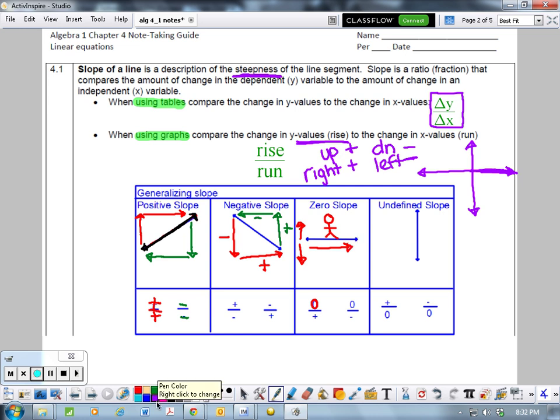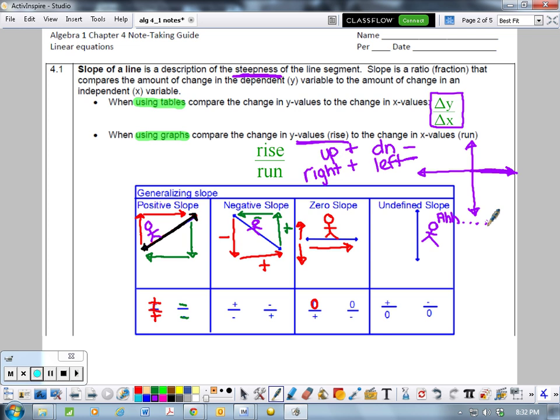Now, our undefined slope is one where you really couldn't walk on it. With zero slope, you can walk flat, no big deal. It's not like you're walking uphill over here, or you're walking downhill over here. On undefined slope, you can't walk on this at all. You're falling into nothingness. So you really can't walk on it without special rock climbing equipment. Because of this, this is undefined.